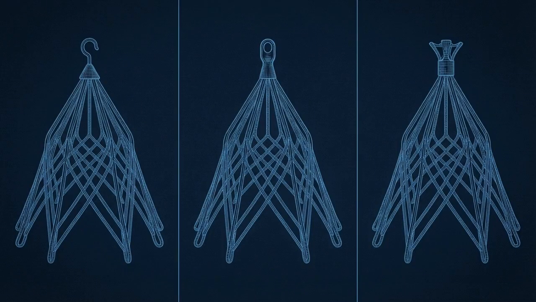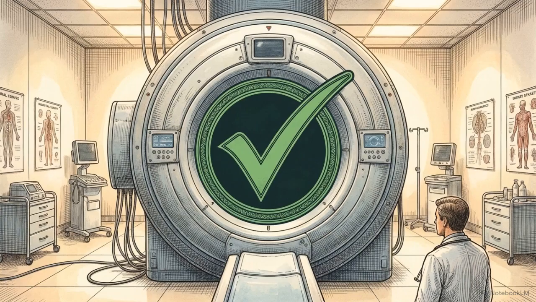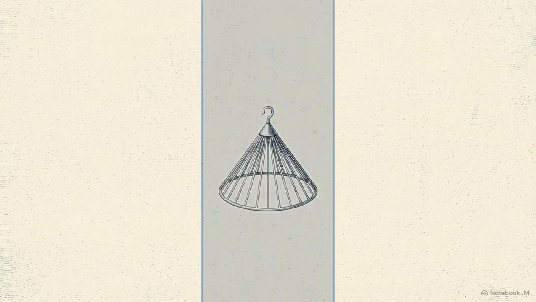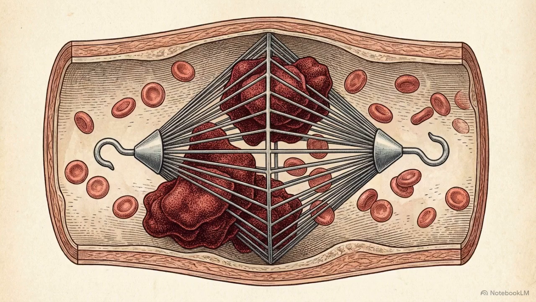Regardless of the specific model or retrieval classification, all modern filters share one universal hardware baseline. They are engineered to be completely MRI compatible. Deploying an IVC filter requires an active calculation to balance clot interception against venous hemodynamics. The hardware must block incoming emboli without completely obstructing normal blood return.